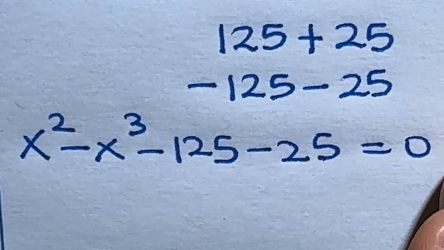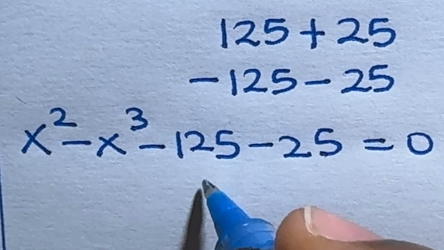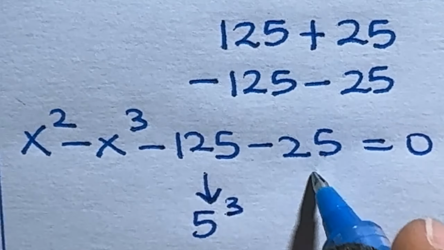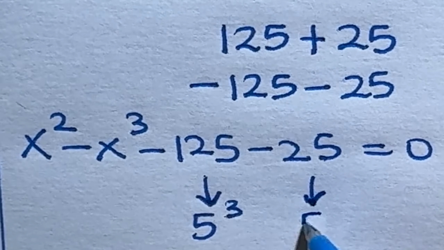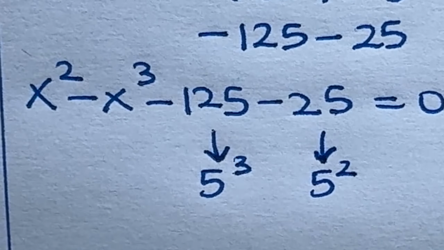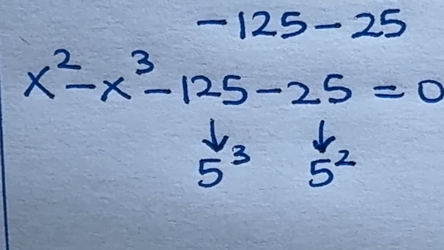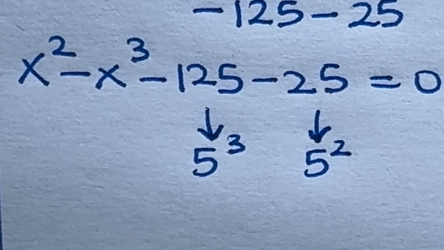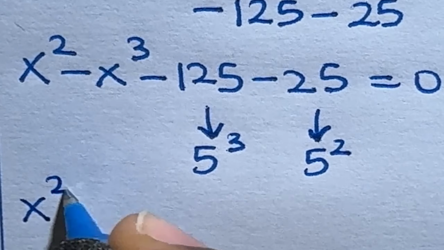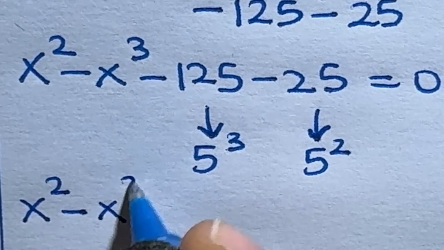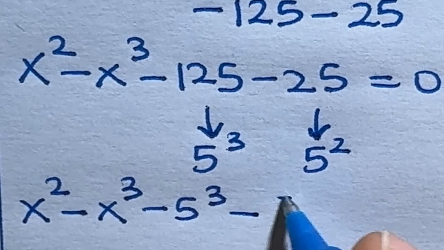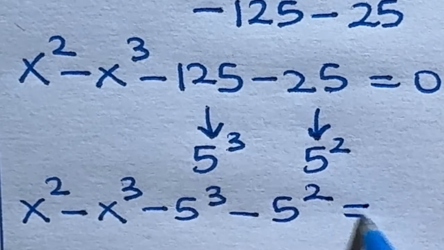Also, 125 can be expressed as 5 raised to power 3, and 25 can be expressed as 5 raised to power 2. So let us replace 125 and 25 with 5 raised to power 3 and 5 raised to power 2 respectively. So this gives us x squared minus x raised to power 3 minus 5 raised to power 3 minus 5 squared is equal to 0.